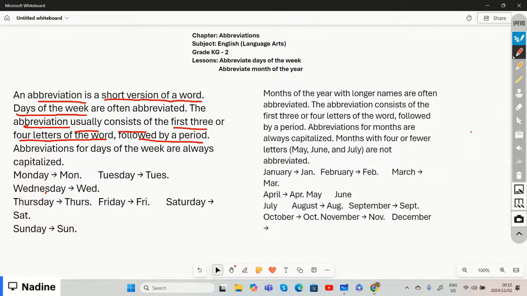And whenever we abbreviate the days of the week, we need to always capitalize them. All right. So we need to capitalize the days of the week.